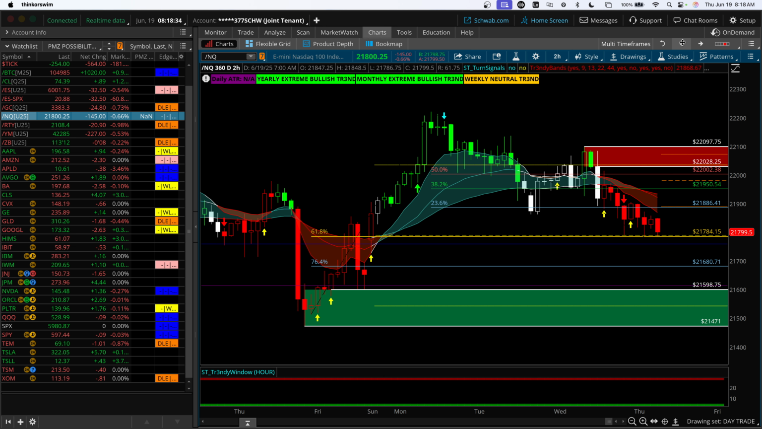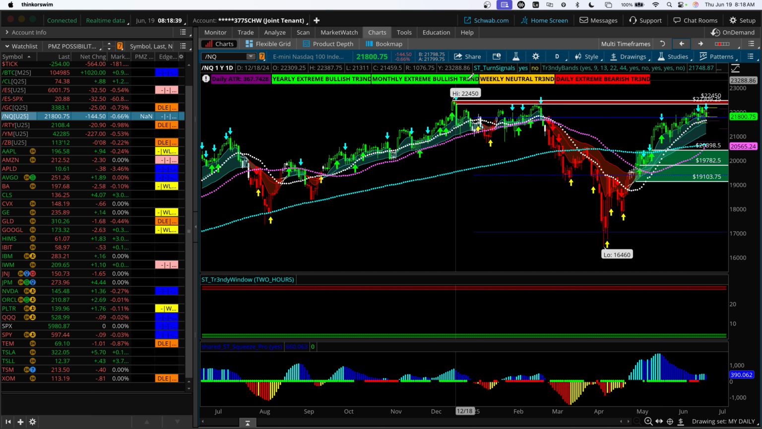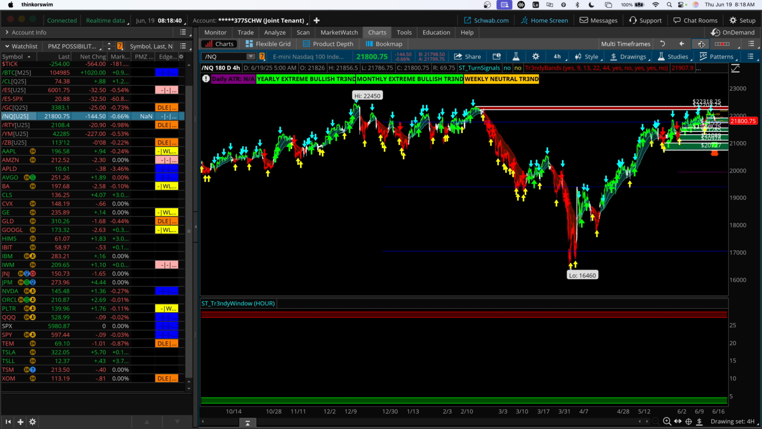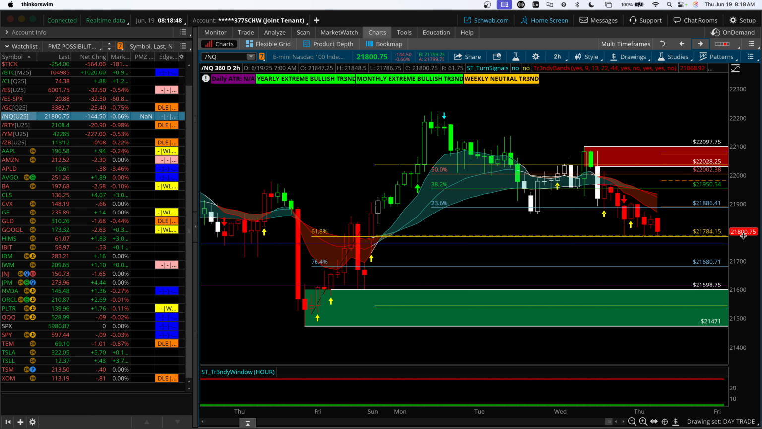Now, looking at this chart overall, of course, I want to know, are my targets reasonable? I'd use a daily ATR of 367 points on the NAS. Price is currently right at 21,800. Subtract 350, 360, somewhere 350 to 400, and I can see that downside target is reasonable, and then do the same thing for the upside target, and I can see that that would also fall in line with the daily ATR. So now I have a trade plan for NQ as well.